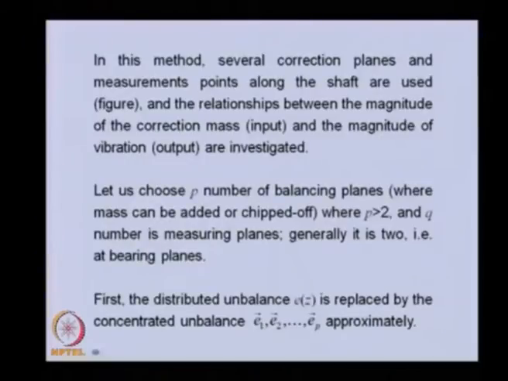Now, once we have defined the balancing planes or the correction planes and the measurement locations along the shaft, we need to relate the magnitude of the correction mass to the vibration. Once we keep the correction mass in these p number of planes, basically they are some kind of force, so they are giving input to the system. The magnitude of the vibration, that is the output, we will be measuring at the location of the sensor.